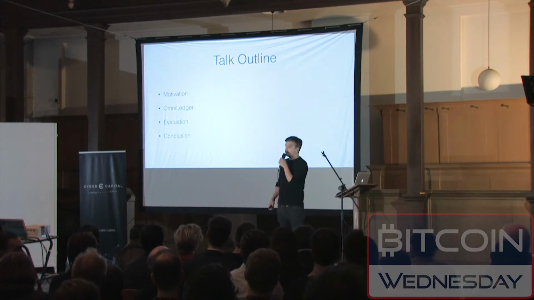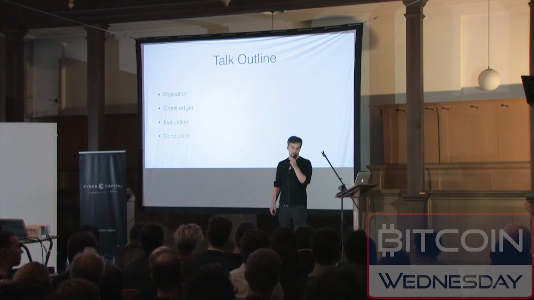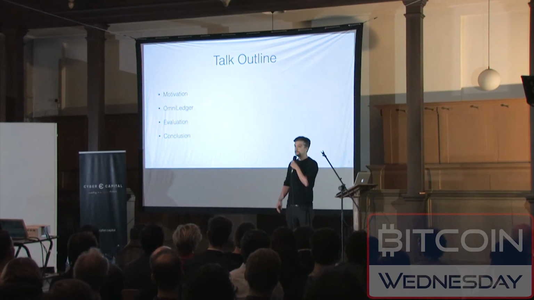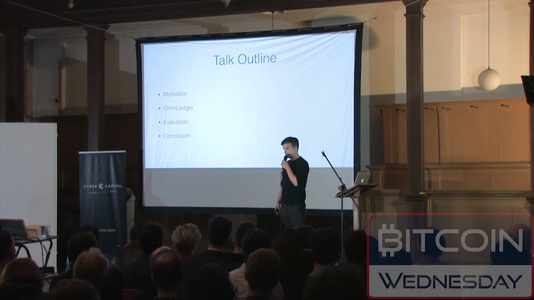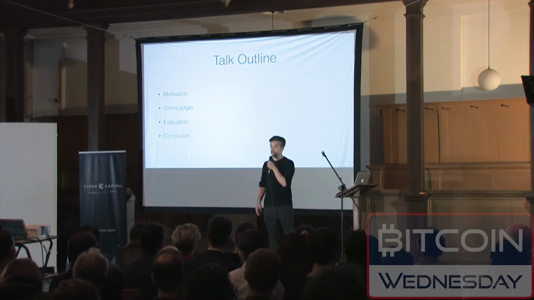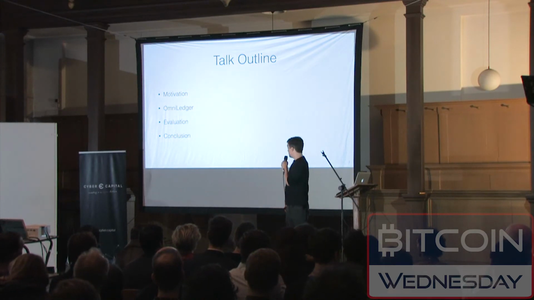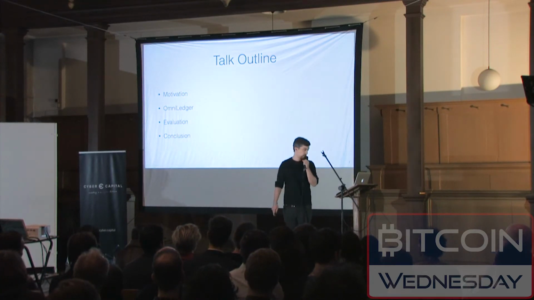All right, so here is the talk outline. First of all, I will motivate the problem. Then I will introduce the OmniLedger project. I will show you the evaluation that we did in our lab. And then finally, I will conclude my talk.